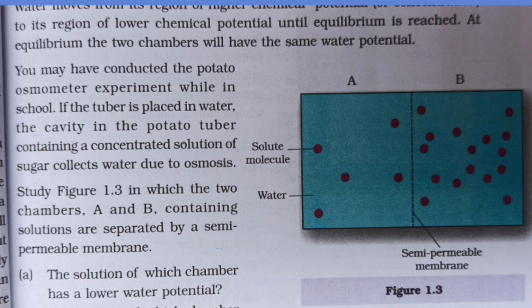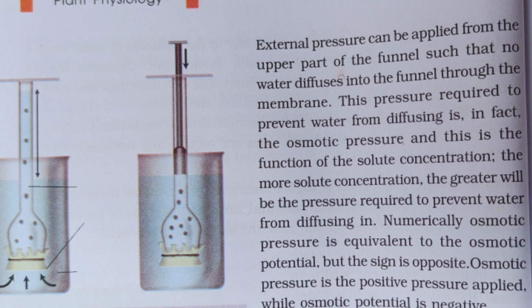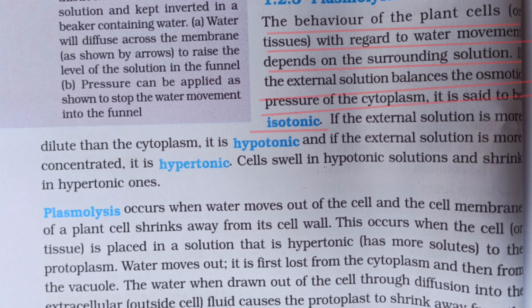In this figure, A and B both show solute molecules and water, with the semi-permeable membrane and lower or higher concentration of solute. Here is a demonstration of osmosis. A thistle funnel is filled with a sucrose solution and kept inverted in a beaker containing water. Water will diffuse across the membrane in A to raise the level of the solution in the funnel. In B, pressure can be applied as shown to stop the water movement into the funnel.